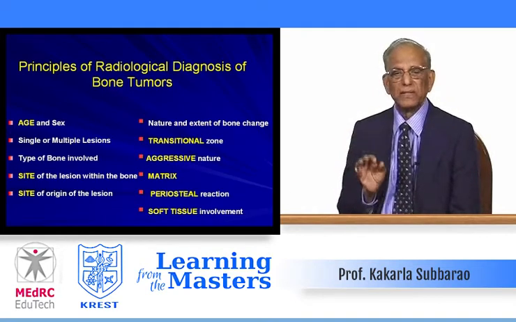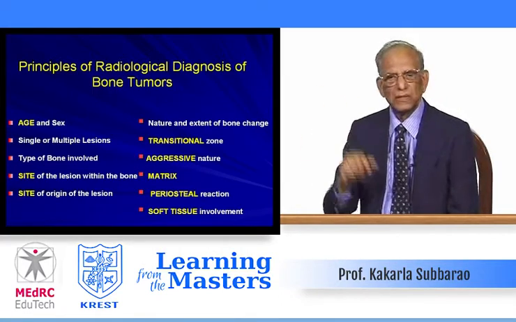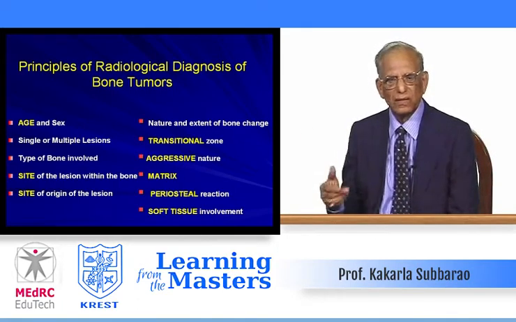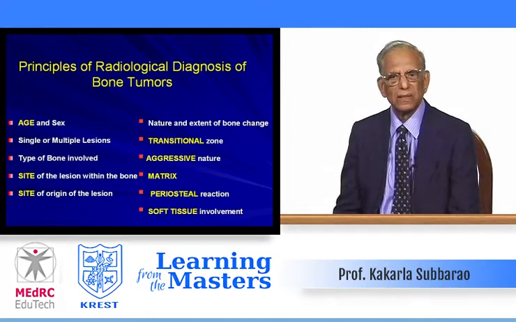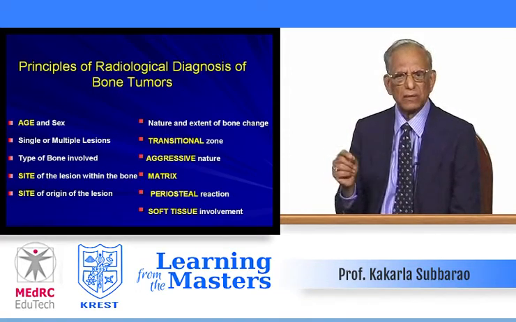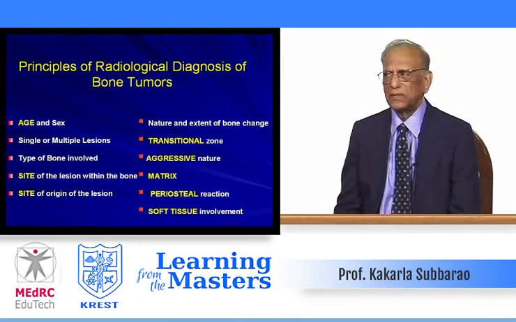First of all, age. Age, I always insist, should be taken into consideration because, say, you look at an X-ray of the skull. There are multiple lytic lesions. Don't diagnose multiple myeloma. In a 5-year-old child, multiple myeloma does not occur. So age is very, very important. And then sex is not that important, because there is a slight prevalence in males because they come often to the radiology department, often they approach the clinician.